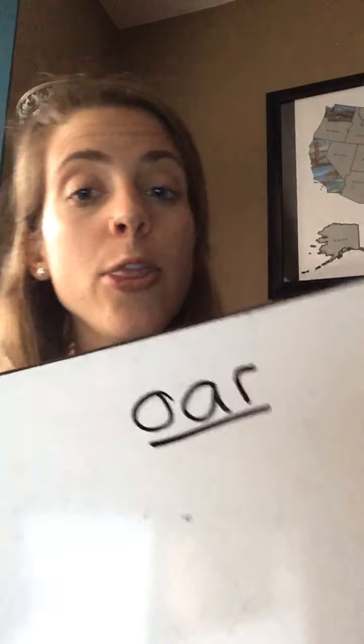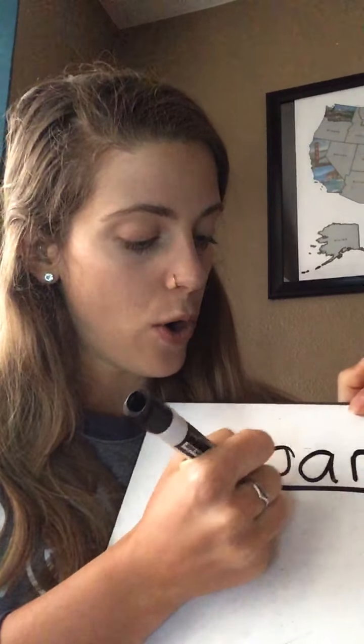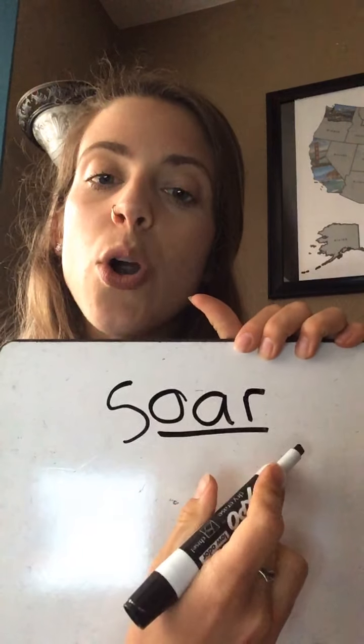Soar. The bird is soaring above. Soar. So what do you need to add? I bet you can do this pretty quick. I bet you can do it in about 3, 2, 1. What did you do? You just add the S, oar into soar.